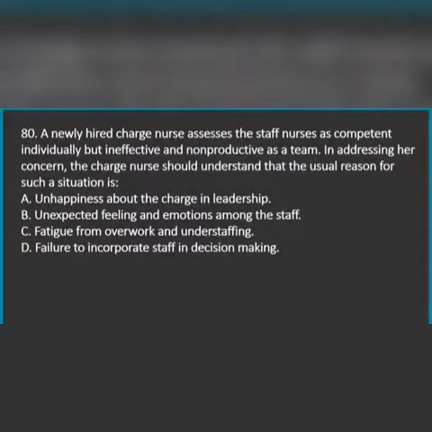Question 80. A newly hired charge nurse assesses the staff nurses as competent individually but ineffective and non-productive as a team.